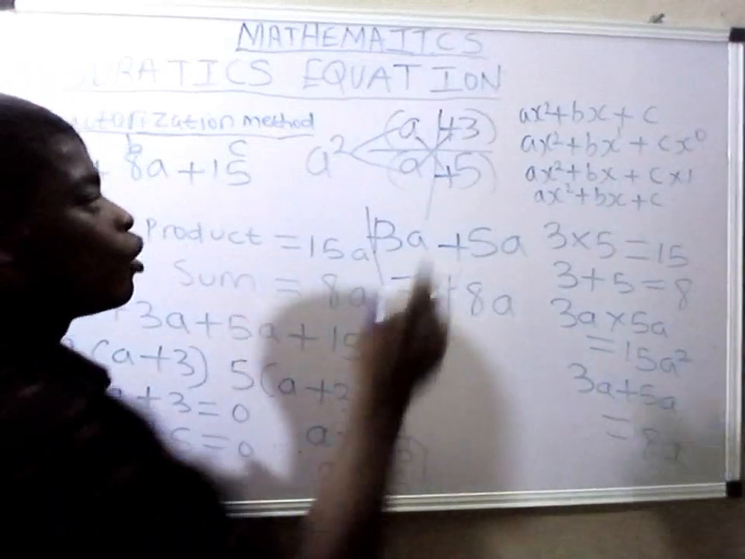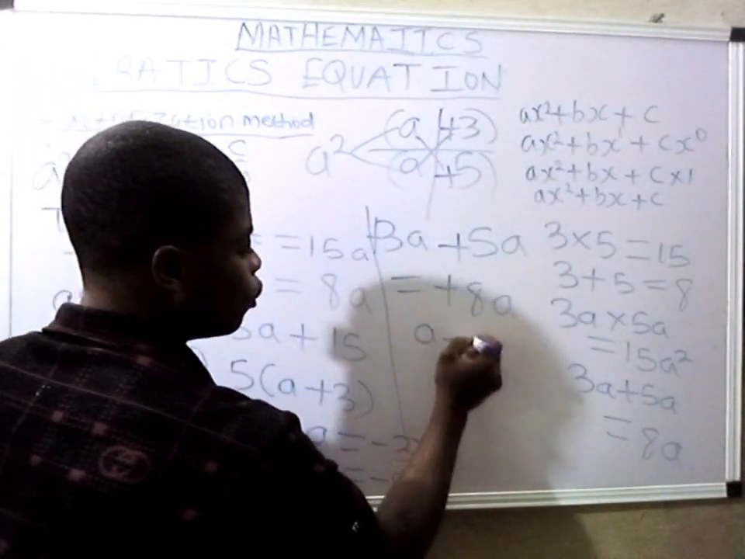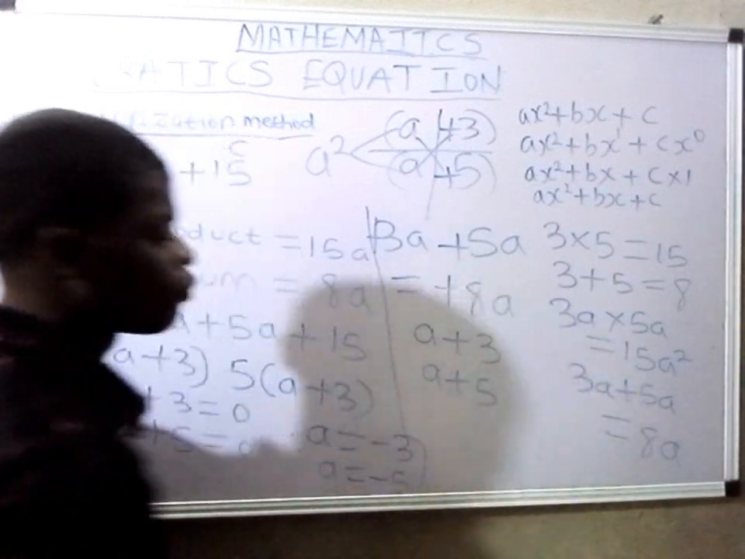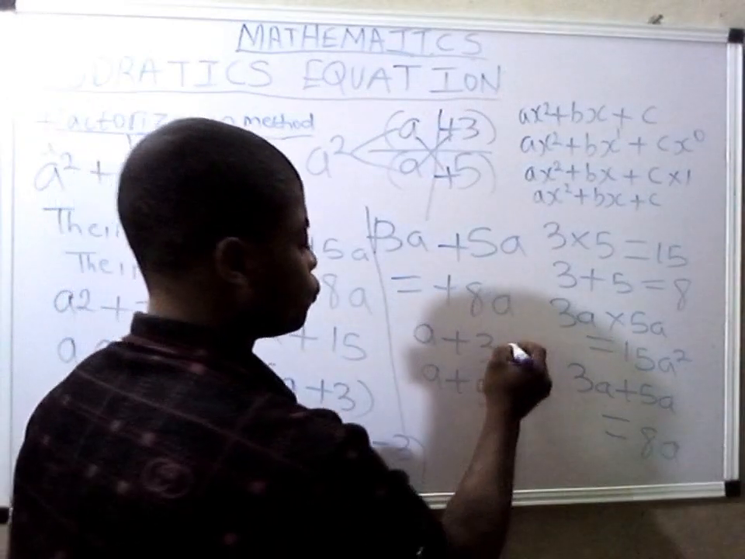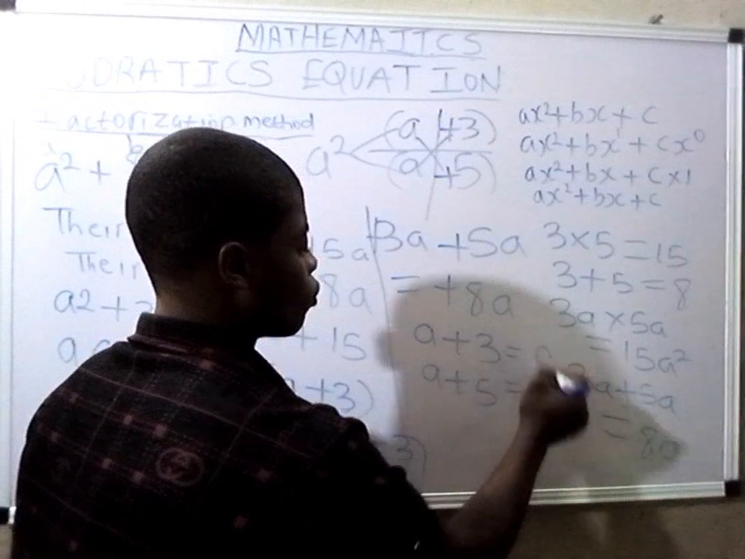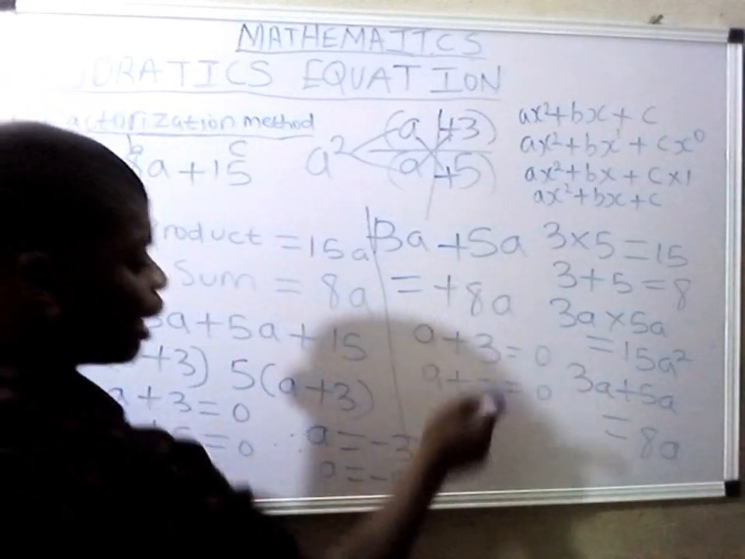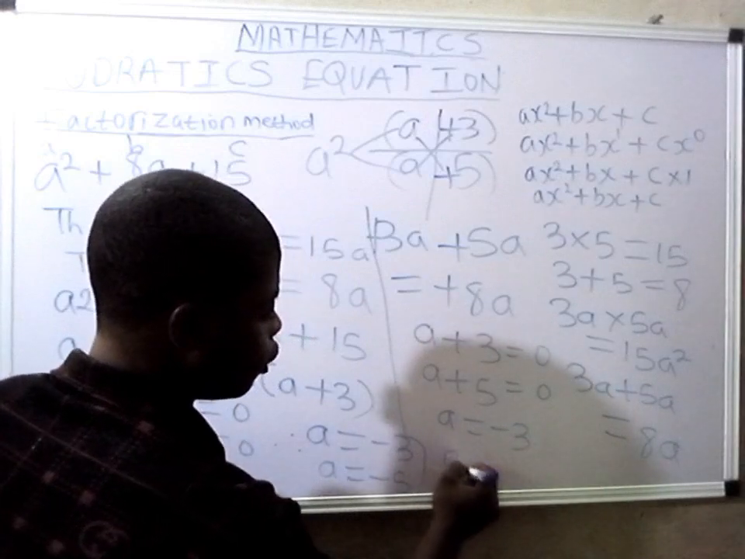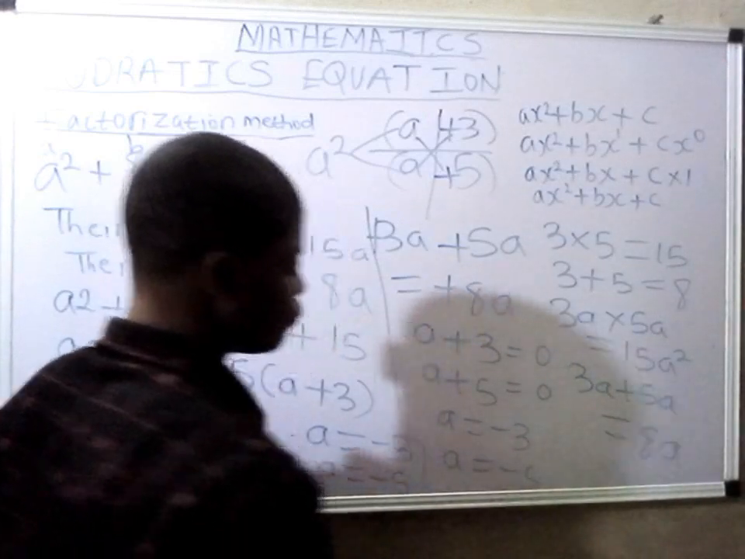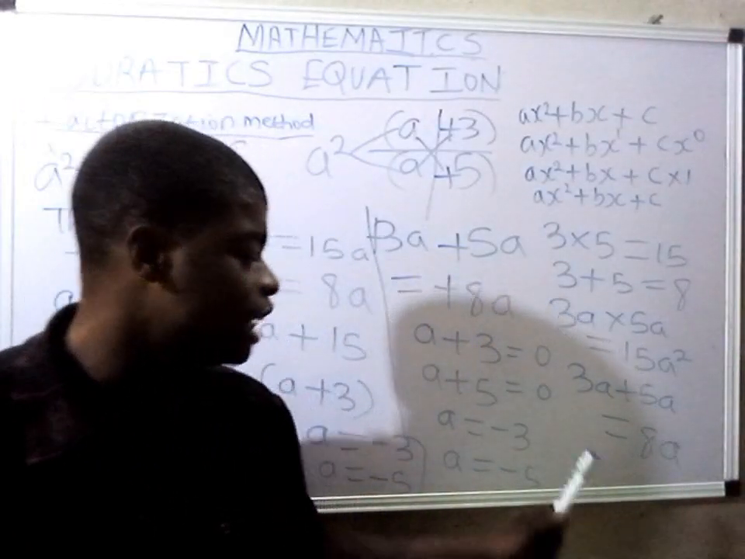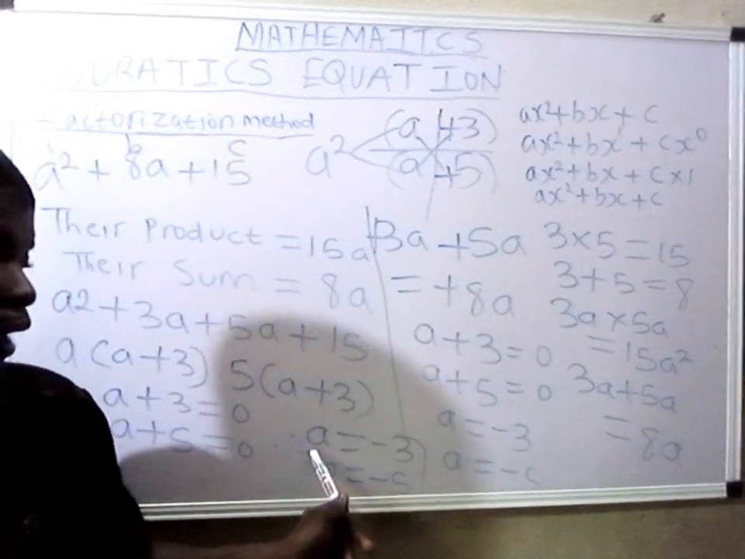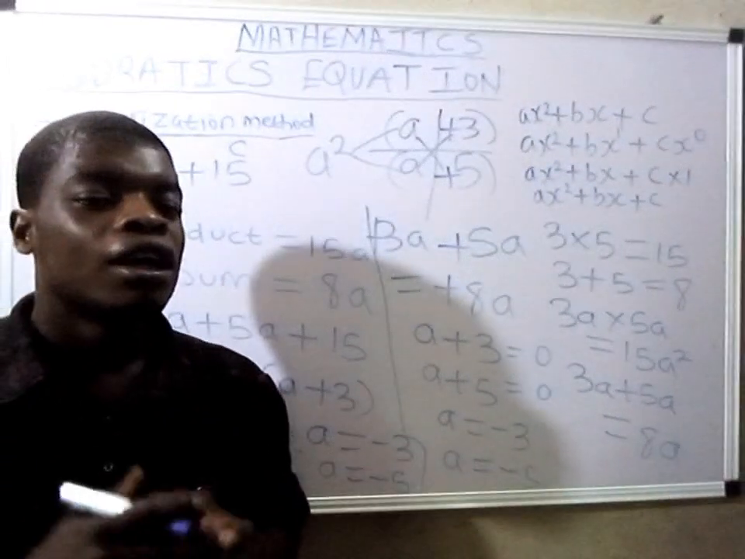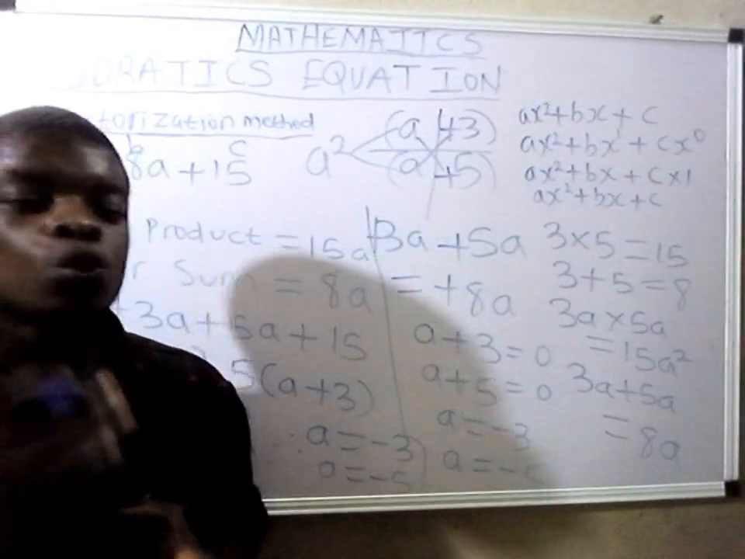So we have gotten a plus 3, a plus 5. So you equate it to 0. Then you bring it out. It will be a equals minus 3, a equals minus 5. So you can see that we got the same answer in here when we use the shortcut. So this is the answer to this question.